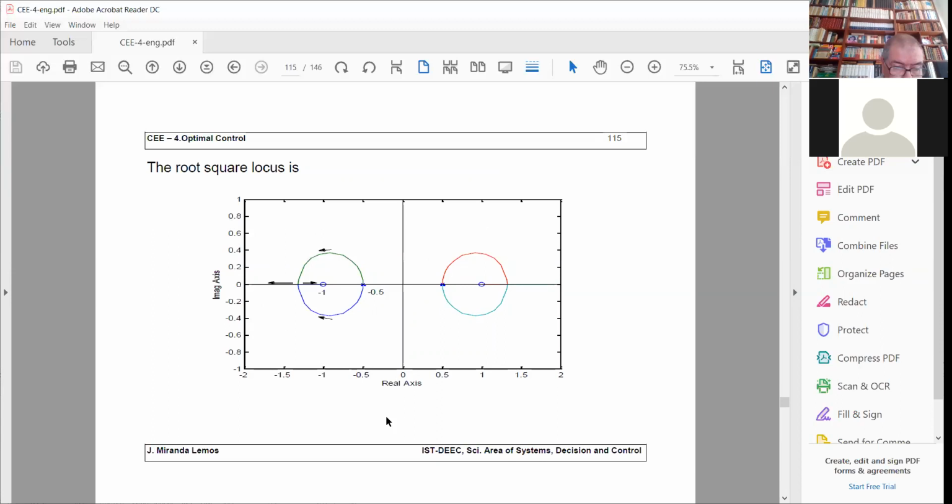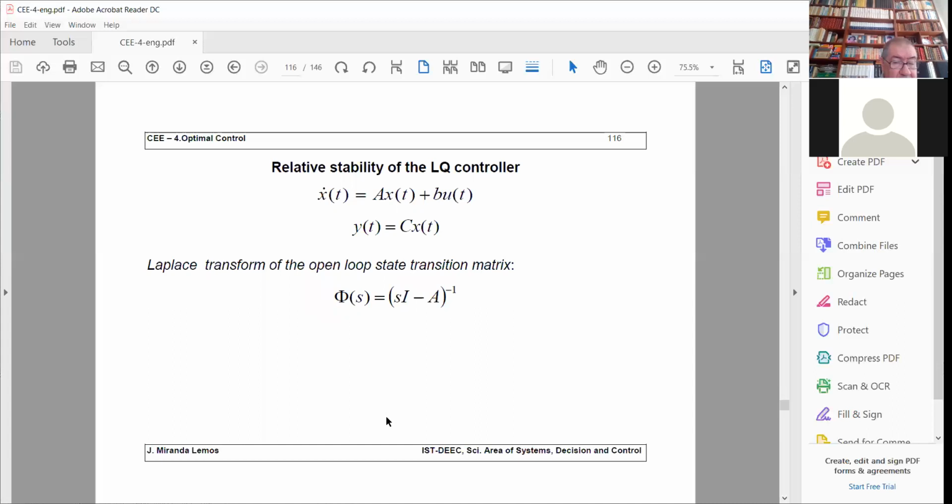There are still two things that I would like to mention before the end of the course. One is relative stability properties of the LQ controller. So let's define the open loop state transition matrix by sI minus A inverted. So I is the identity matrix. This is the standard definition of state transition matrix.